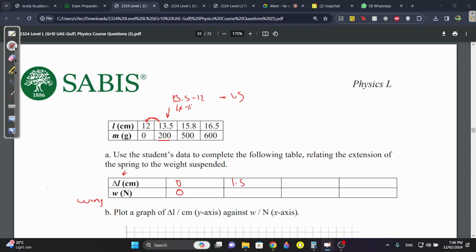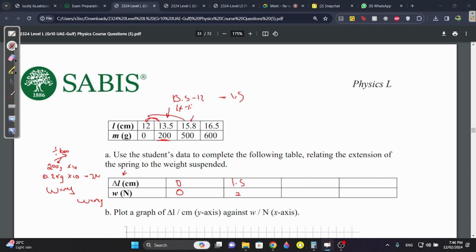What will the weight be? You have to do mg. Okay, the mass is 200 grams. It's 200 grams times g, which is 10. But you have to bear in mind that this is in grams. You have to make it kilograms, so it will be 0.2 kilograms. How? You divide by 1,000. 0.2 times 10, and you get 2 newtons. Okay, 2 newtons.